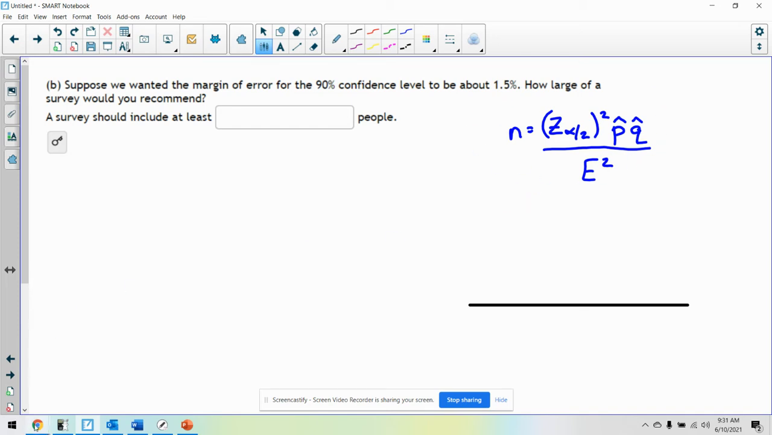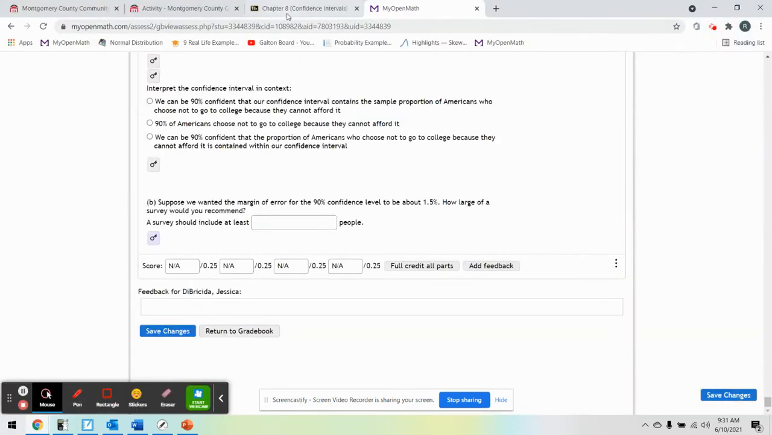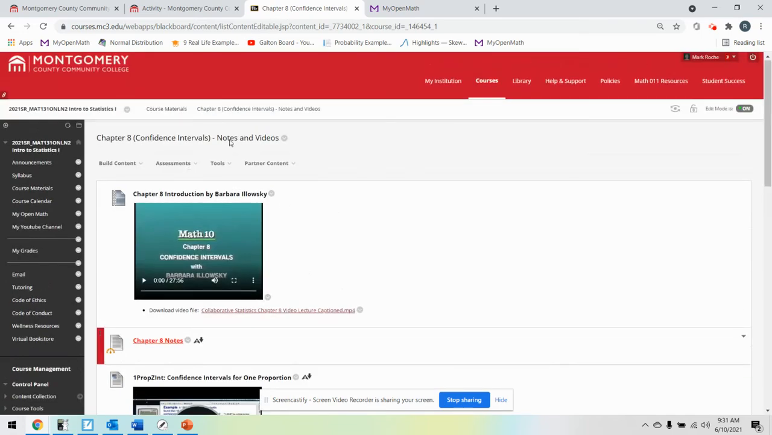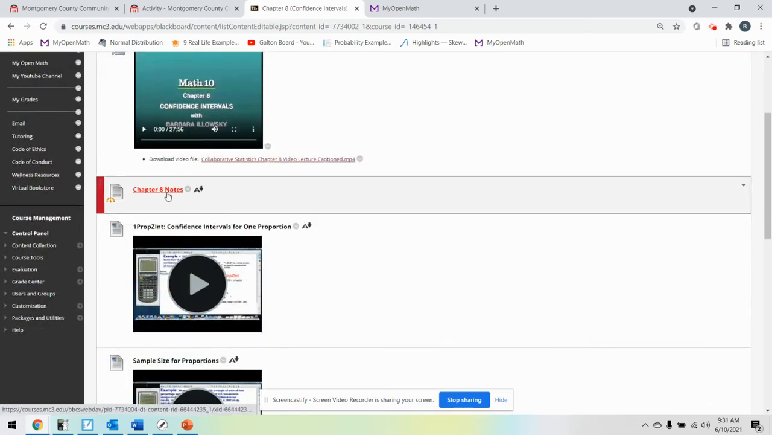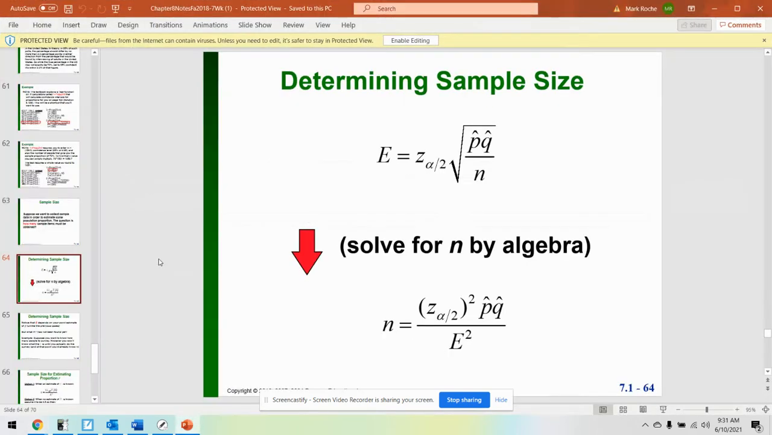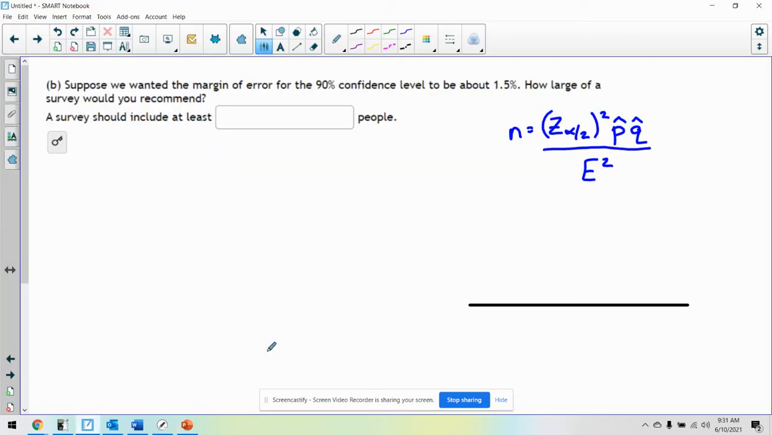If you go to our Blackboard page, you'll see under the Chapter 8 stuff, our PowerPoint notes, Chapter 8 notes. It's near the bottom, slide 64. There's a formula here for sample size of a proportion confidence interval. I've copied it over. So the things we need are our z-score that cuts off the percentage we're talking about. We're going to square that, p hat, q hat, and our margin of error. Okay, we have pretty much everything.